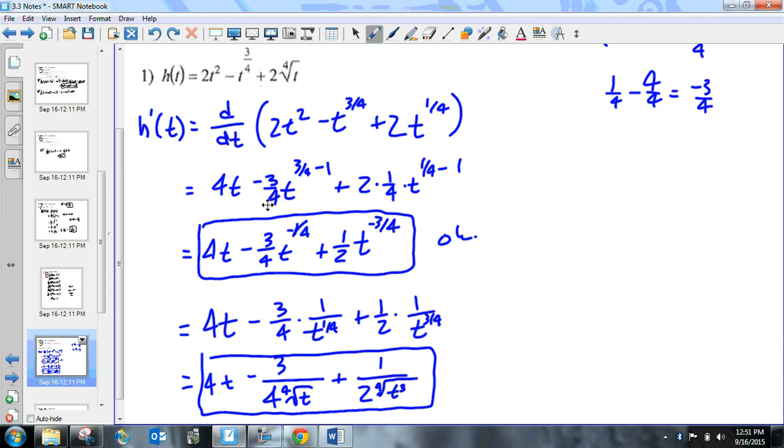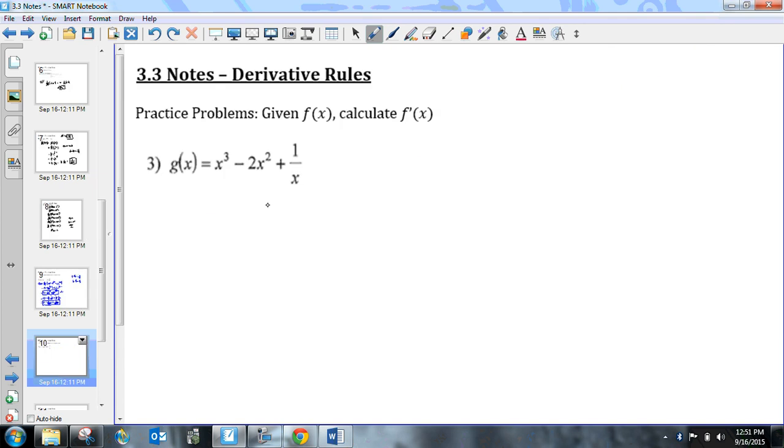All right, let's take a look at number 3. I'll have you guys do the even ones. I'm going to do the odd ones. If I wanted to calculate g prime of x, that means I'm going to take the derivative with respect to x. X is my variable, so that's what I put here. I've got x cubed minus 2x squared. Uh-oh. 1 over x. All right, I don't have a rule for that. I don't have a rule for a rational function yet.